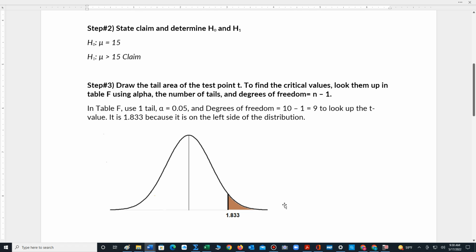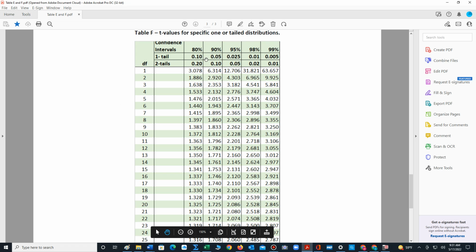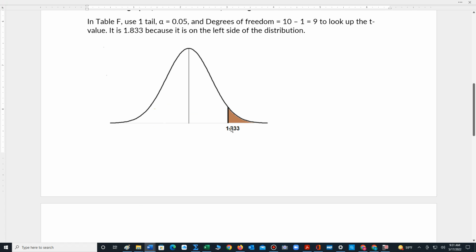We next draw the t-distribution. We have to find the critical value. Remember, the critical value is right at the edge of the critical region and the non-critical region. To look up the t-value in table F, we have to compute degrees of freedom, n minus 1. 10 minus 1 is 9. Alpha is 0.05, and it's a one-tail test. So one tail, 0.05, go down to 9. The value is 1.833. So that is the critical value.